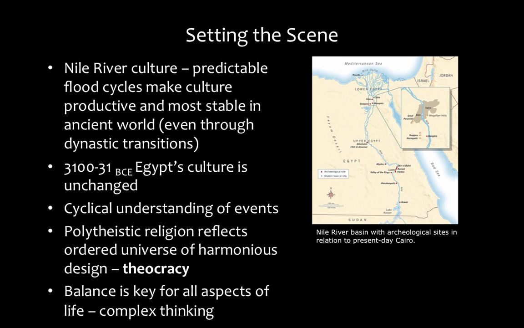Even as there are different dynasties and different kings and pharaohs, for the most part, the culture stays the same. So for about 3,000 years, a little more than 3,000 years, the culture is unchanged. The system of gods is unchanged. The language, the writing, the depiction in the arts, all of these things remain unchanged.